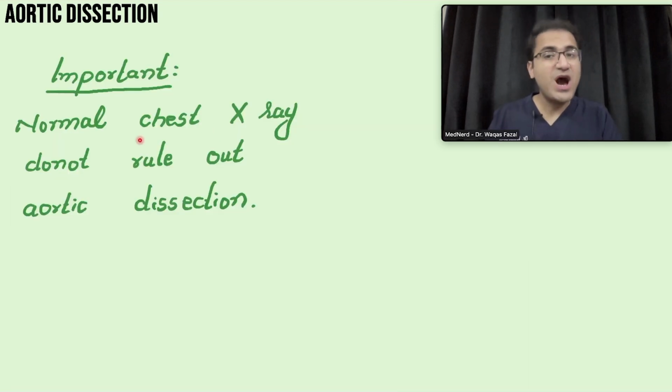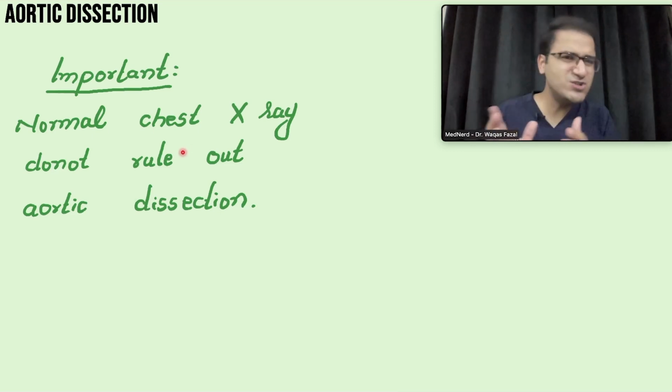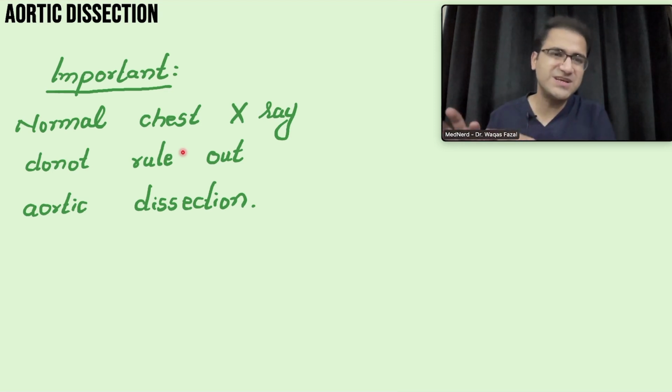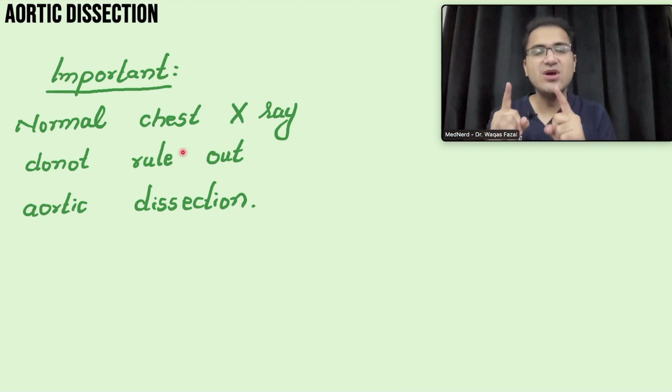But remember, a normal chest X-ray does not rule out aortic dissection. So you cannot rely on these tests, because, as I said, these are easy-to-perform tests. Therefore they are the initial tests, but they are not a confirmatory test for aortic dissection.